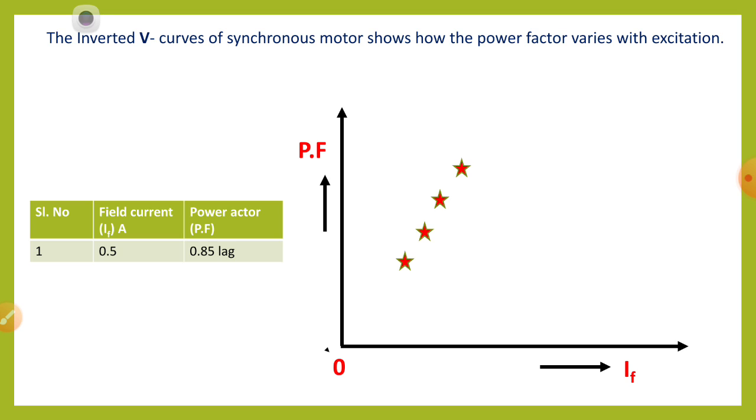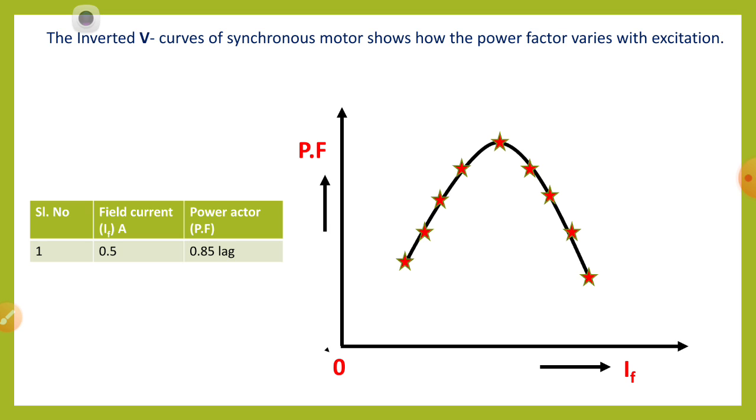Take the corresponding readings and substitute the values based on the tabular form. Now what will happen? If the field current increases, the line goes on increasing. Further increasing the field current, it comes to the minimum value. So now join the lines, and we are going to get one curve. It shows an inverted V in alphabets, so it is known as the inverted V curve of a synchronous motor.